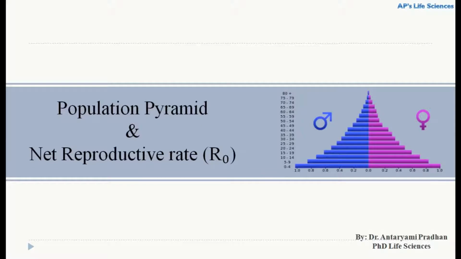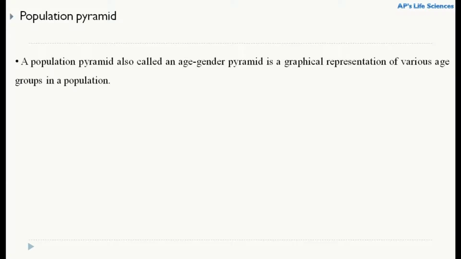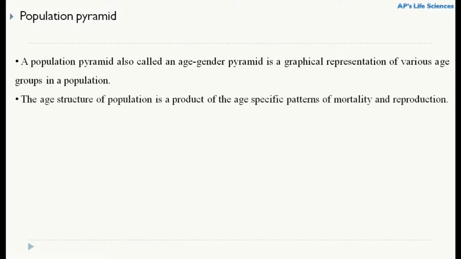In this video, I will explain the concept of population pyramid and net reproductive rate. So let's start. A population pyramid, also called an age-gender pyramid, is a graphical representation of various age groups in a population. The age structure of a population is a product of the age-specific pattern of mortality and reproduction. Hence, a population pyramid represents the pattern of mortality and reproduction among different age groups in a population.